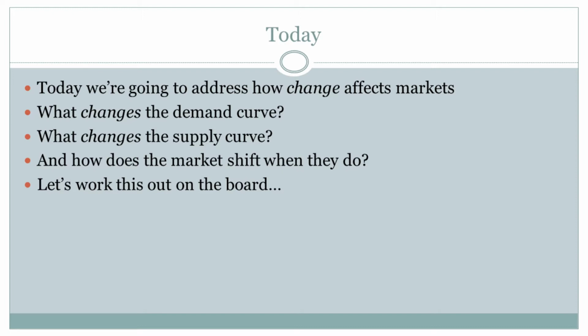What's going to change the supply curve and move that around? And when the demand and supply curves change and move around, what's going to happen to the equilibrium price and quantity that we're interested in?